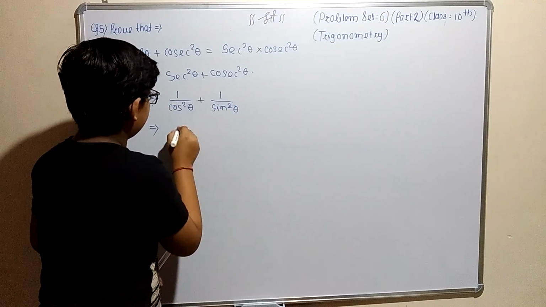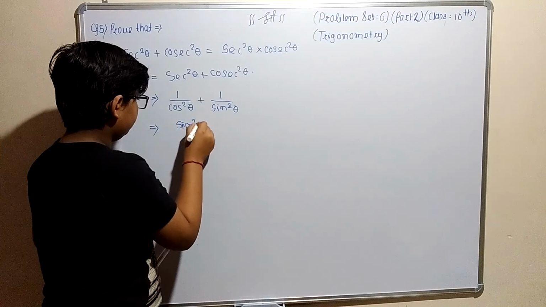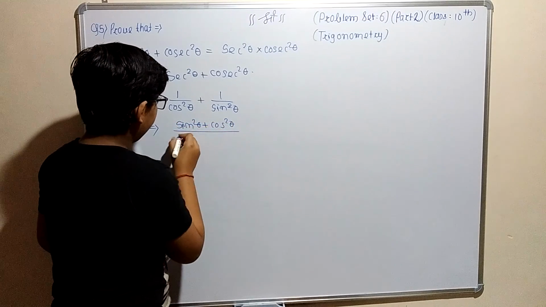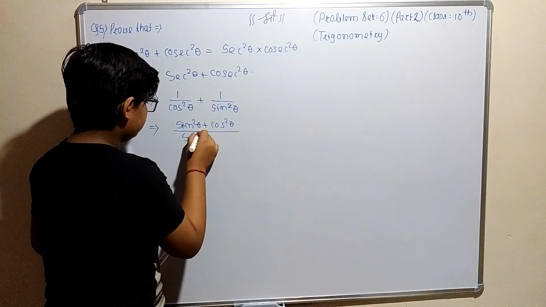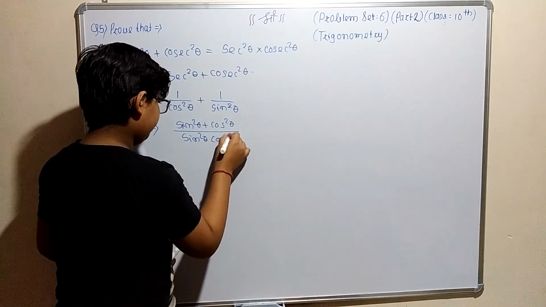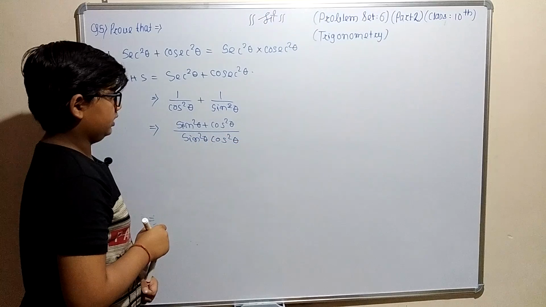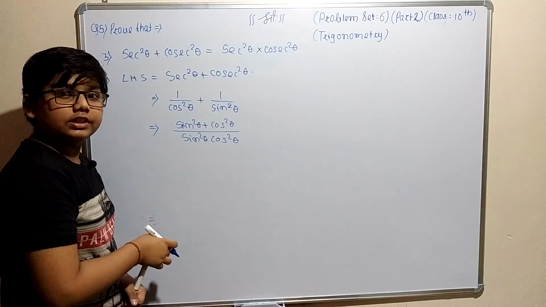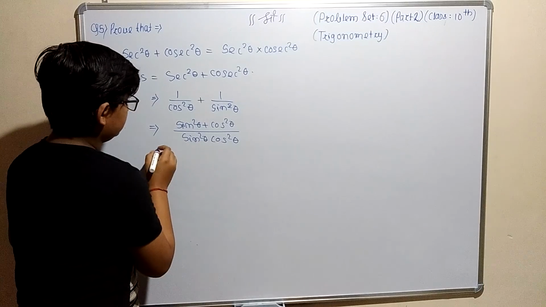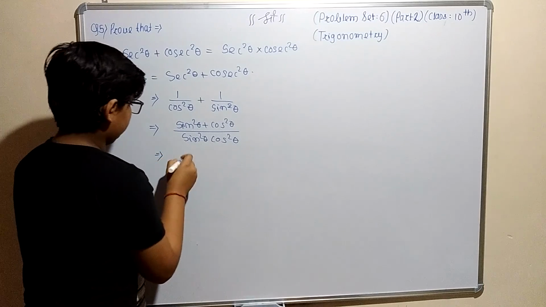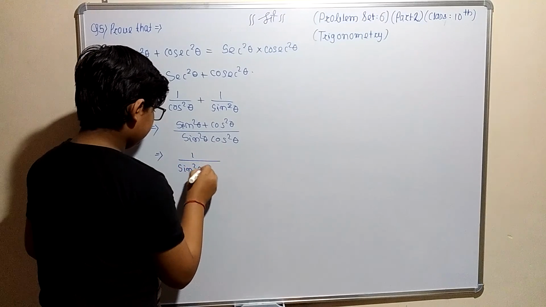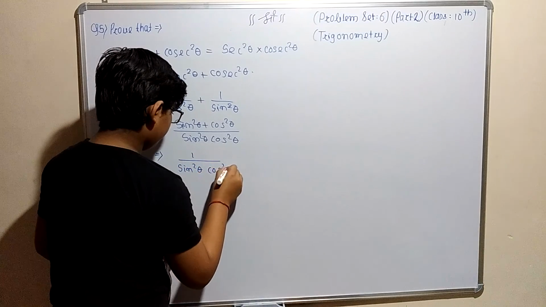So we will get sin square theta plus cos square theta divided by sin square theta cos square theta. Now what is sin square theta plus cos square theta? Sin square theta plus cos square theta is equal to 1 by sin square theta cos square theta.